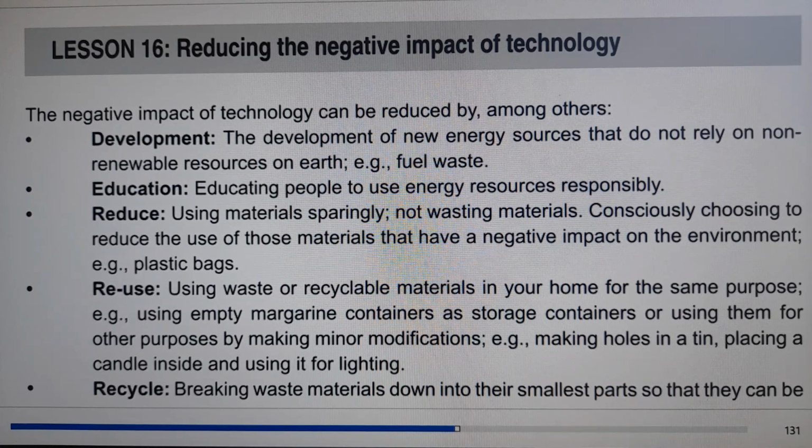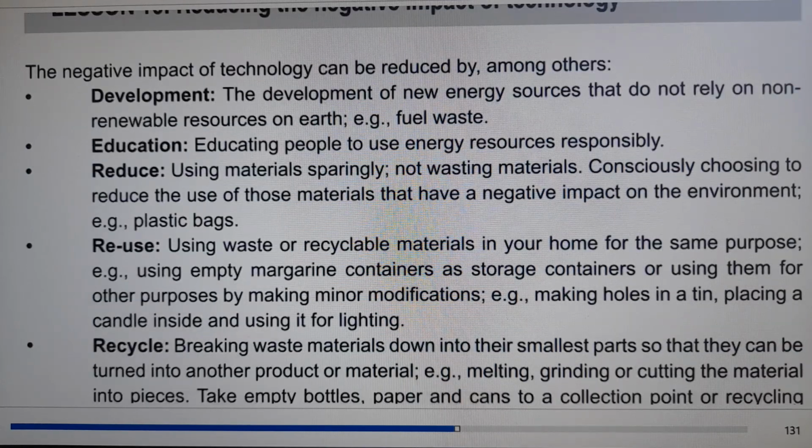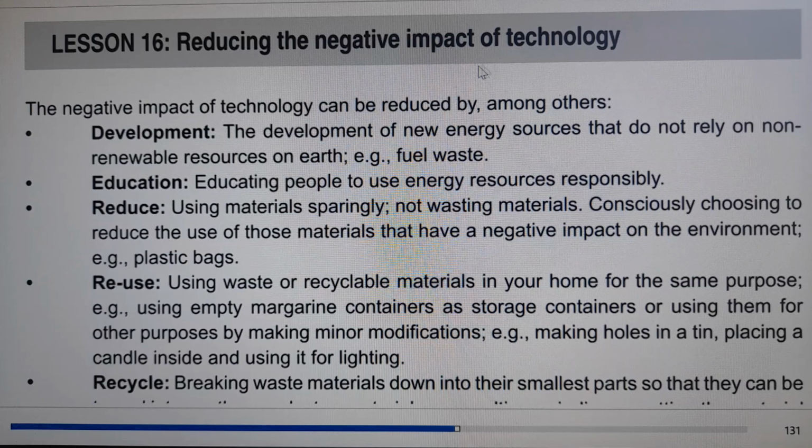And let's look at lesson number 16. Lesson number 16, we are looking at ways on how to reduce the negative impact of technology. We know that technology can have a negative impact, and how do we reduce that?